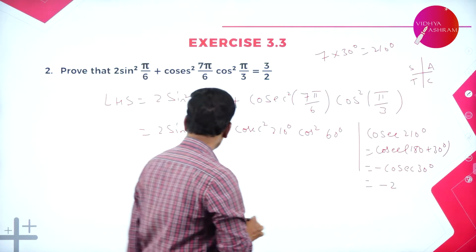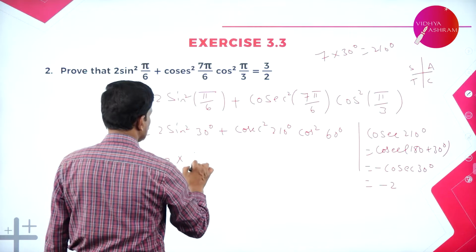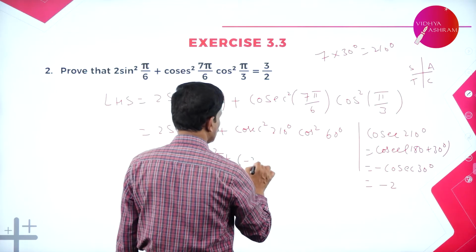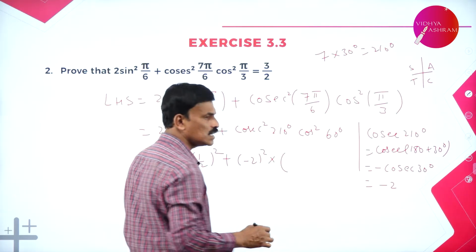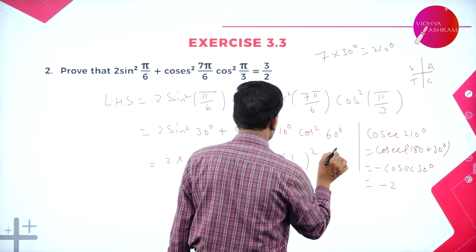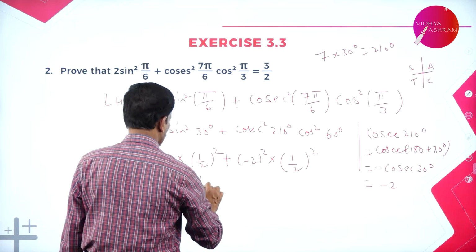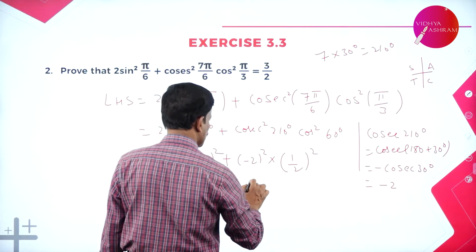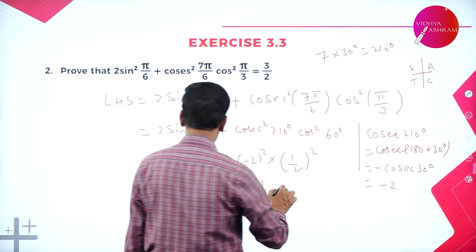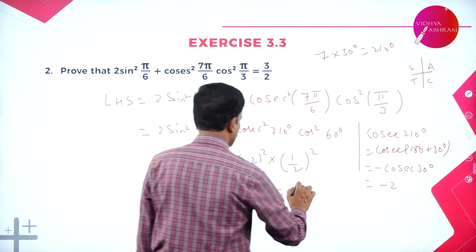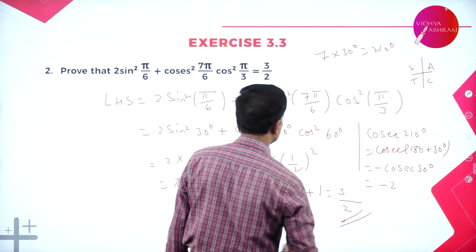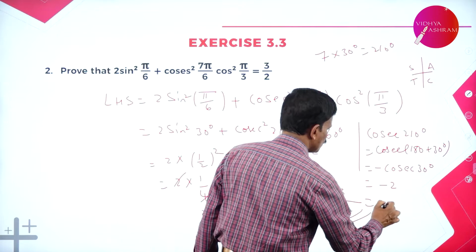Now substitute here. This is 2 into sine 30, 1 by 2 whole square, plus cosecant of 210, minus 2 whole square, into cos 60. Sine 60 is root 3 by 2, cos 60 is 1 by 2, 1 by 2 whole square. So this is 2 into 1 by 4 plus minus 2 square is 4 into 1 by 4. The 4 gets cancelled, and 2 ones are 2, 2 twos get cancelled. 1 by 2 plus 1, take LCM, 2 is the LCM, 1 plus 2 is 3 by 2. The required answer is 3 by 2, which is the RHS.